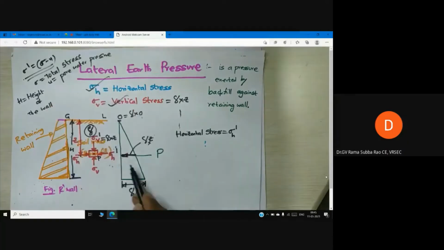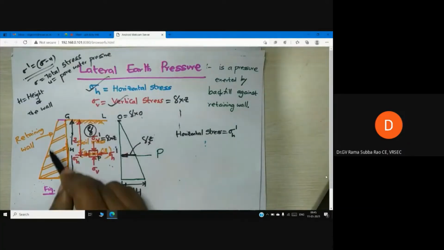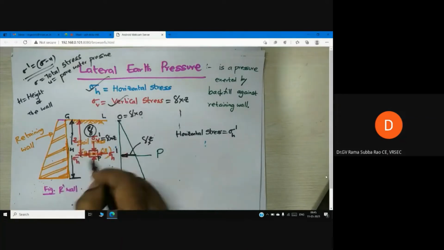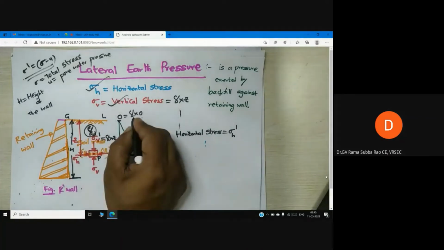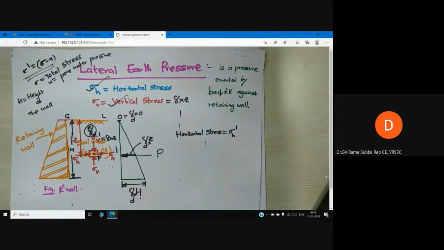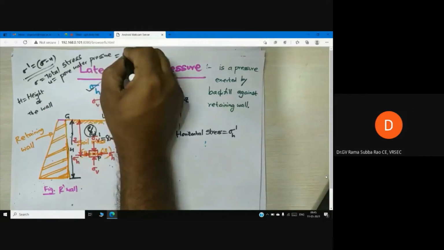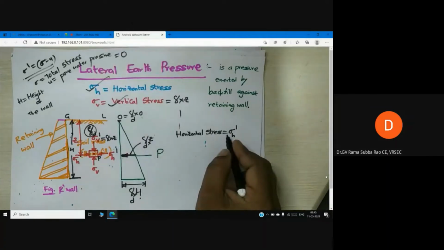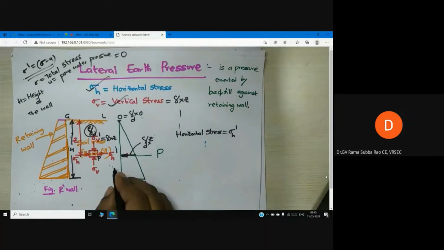But here I have considered dry soil, so there is no issue. I can write here gamma d into 0, gamma d into H, gamma d. Now pore water pressure is 0, luckily. So now sigma h dash I need to calculate. Sigma v dash I know.